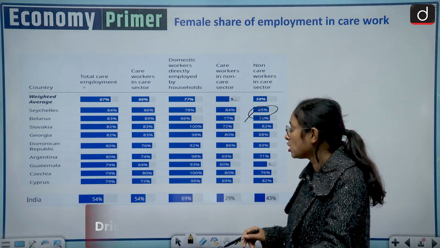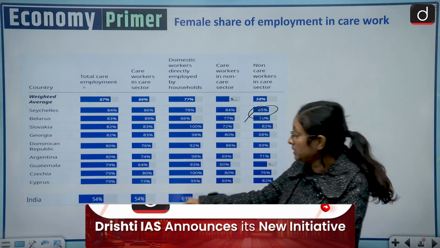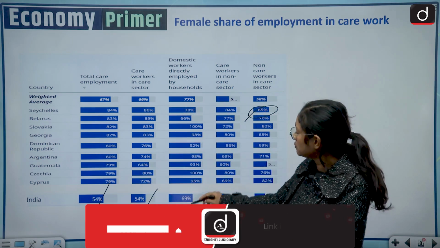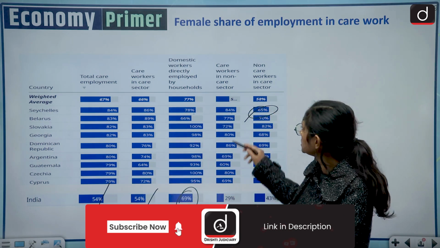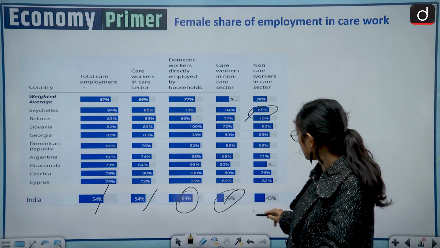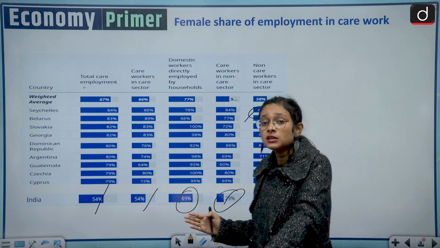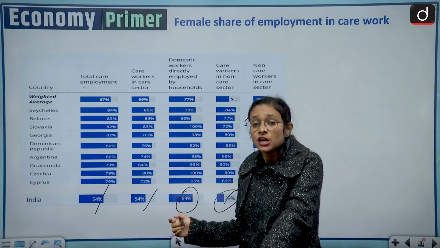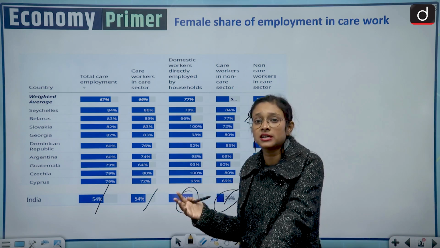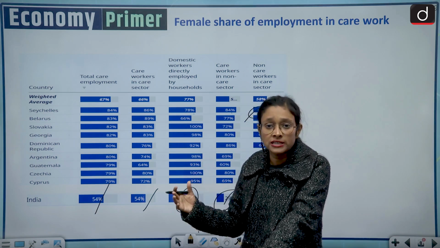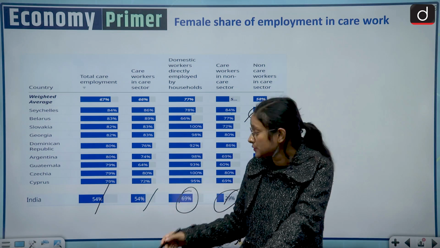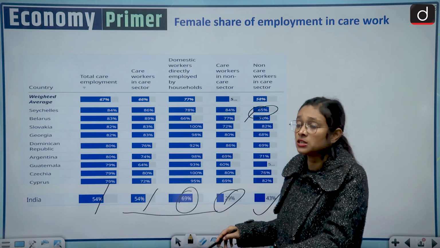And here we have data from India. Total care employment is 54%, care workers in care sector 54%, domestic workers 69%, care workers in non-care sector 29%, and non-care workers in care sector 43%. What this data shows about India is that most of the workers are women, but their work is not recognized and not monetized, and since we have not calculated their work in the GDP contribution, this data is very low in terms of India.